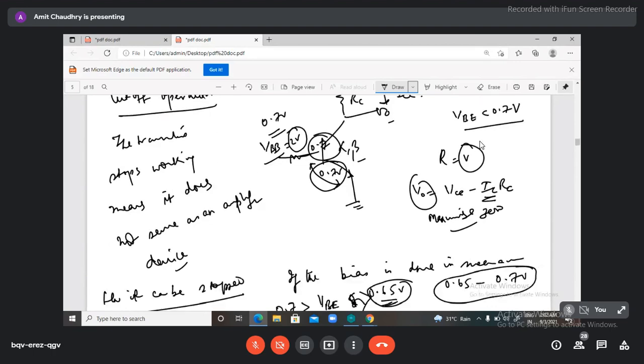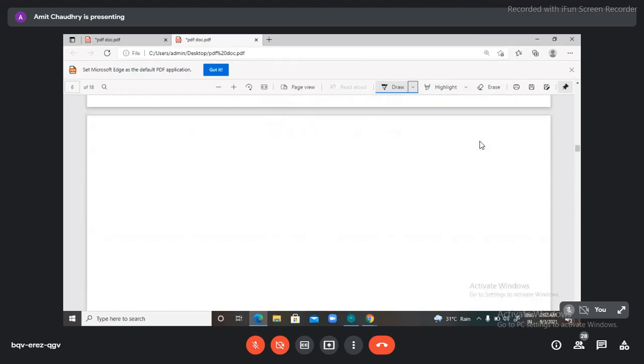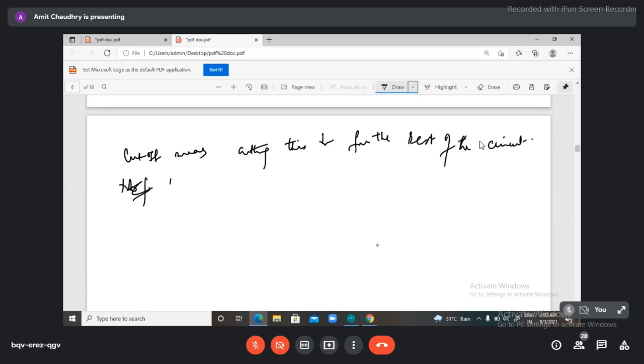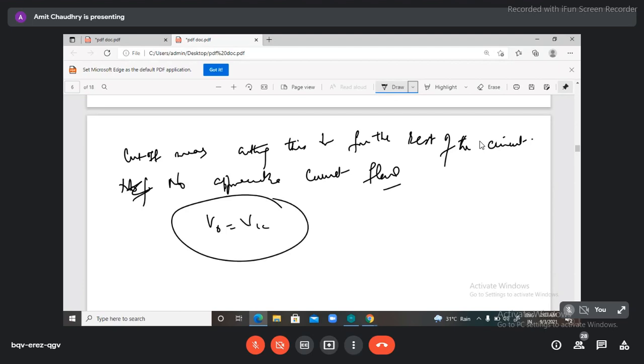So in this way we can cut off this transistor from the circuit. Cut off means cutting this transistor from the rest of the circuit. So no current flows. You can say no appreciable current flows. And output voltage V0 is equal to VCC. This is cut off.